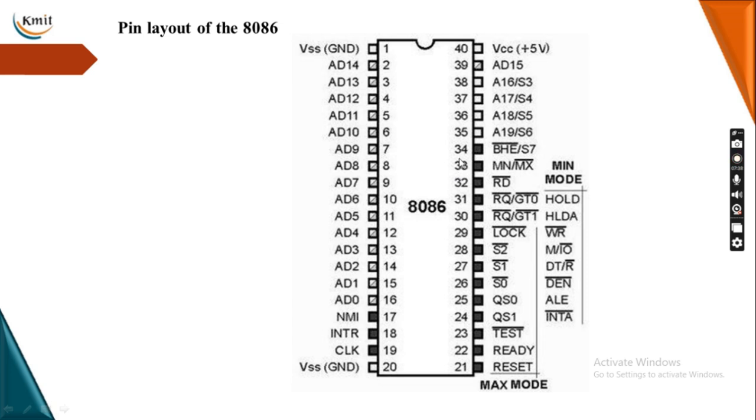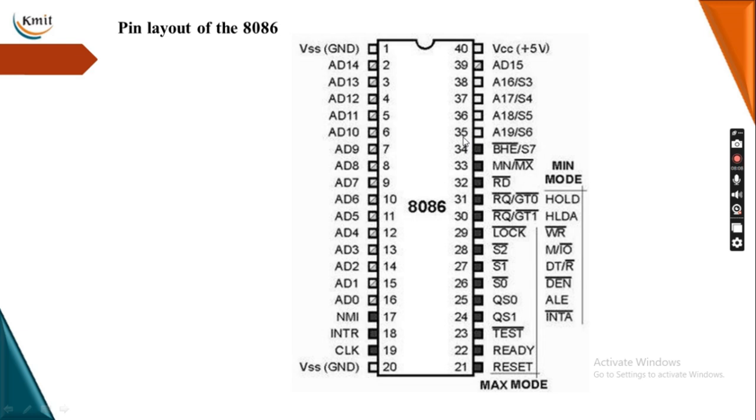maximum mode. Next, 34th pin is your bus high enable, which we have seen as the status pin for your address banks. Even address bank, odd address bank, low address bank, high address bank. For high address bank, we have bus high enable.